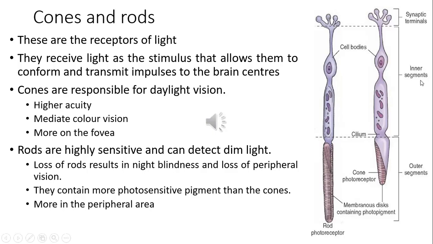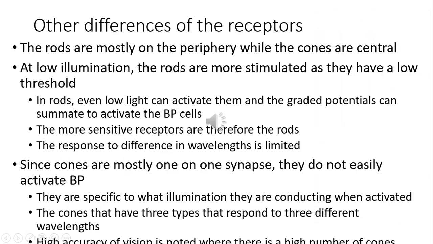So they have about 3 segments. I've got the outer segment, the inner segment, and the synaptic terminals. Now when you look at the outer segment, the rods and the cone cells are different. Okay, now other differences of the receptors.